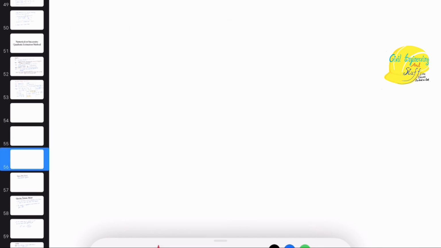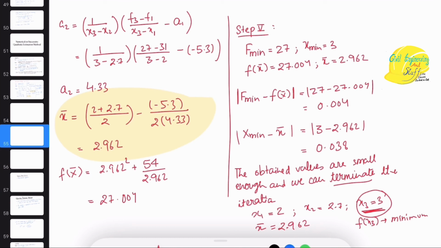Okay, so our point x3 equal to 3 will minimize the function. Okay, so this is how your successive quadratic estimation method is done.